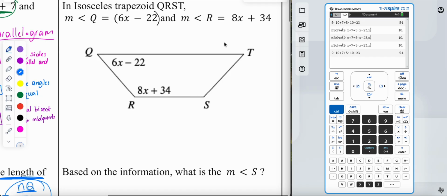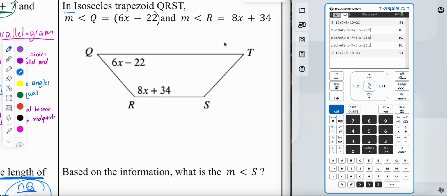All right. It says, in isosceles trapezoid QRST, measurement of angle Q equals 6x minus 22, and measurement of angle R equals 8x plus 34. Based on the information, what is the measurement of angle S?